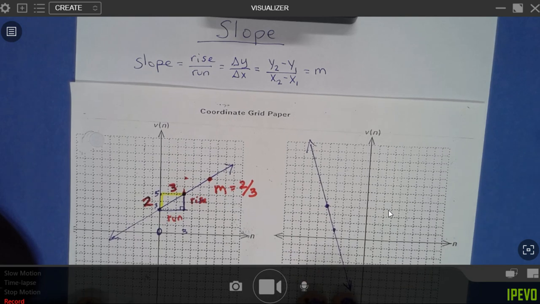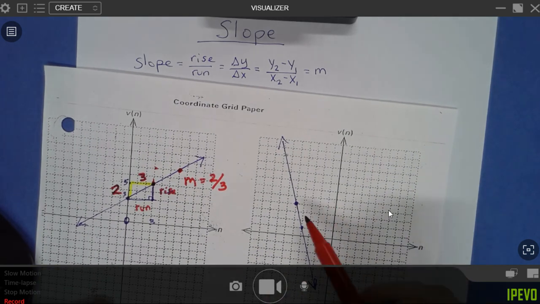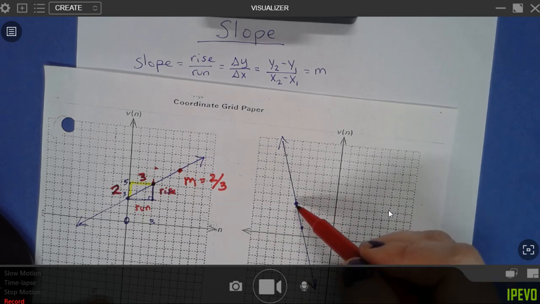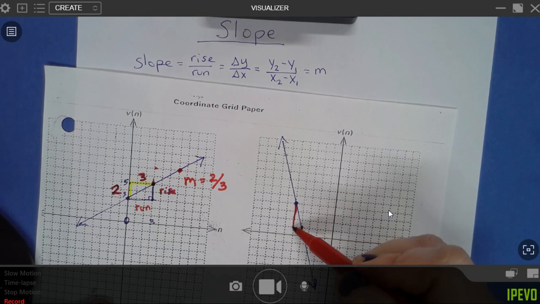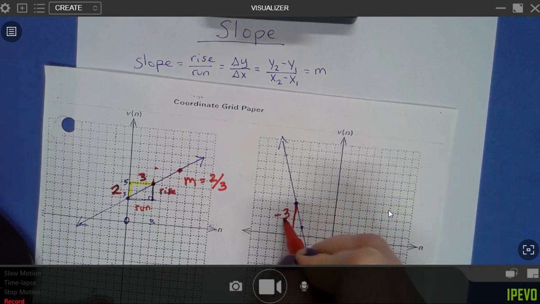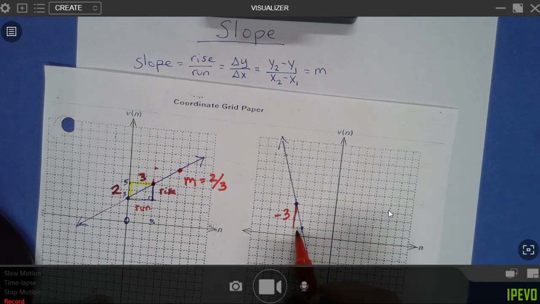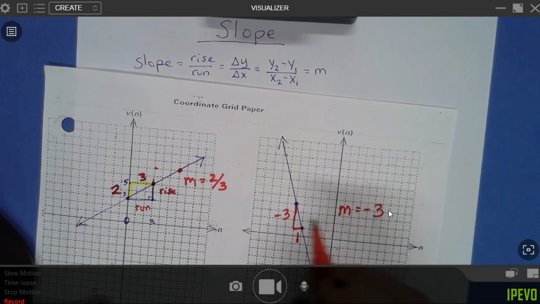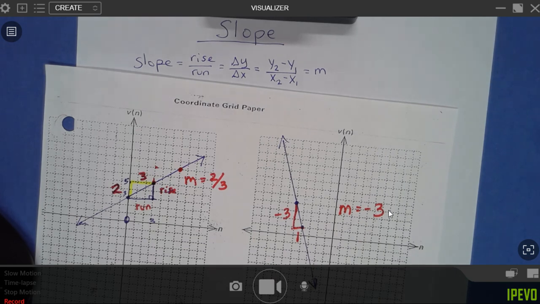If we look at this graph here, I always move from left to right. Notice from left to right, this one is not rising. It's falling. It's going down 1, 2, 3. So that's a negative, and then over 1. So this has a slope of -3. Down 3 over 1. I like to move from left to right. If it's rising, it's positive, and if it's falling, it's negative, because it's a negative rise.